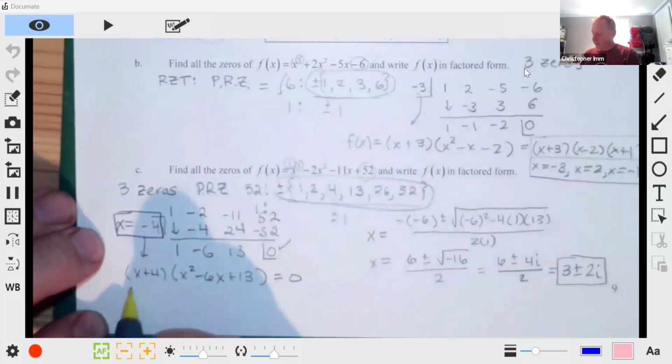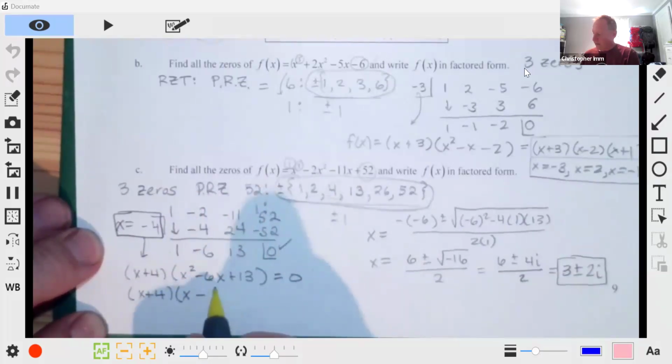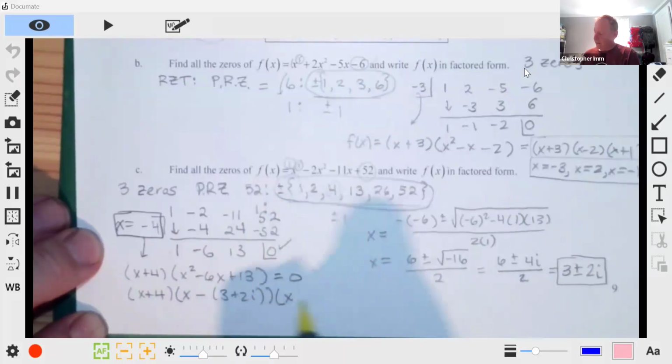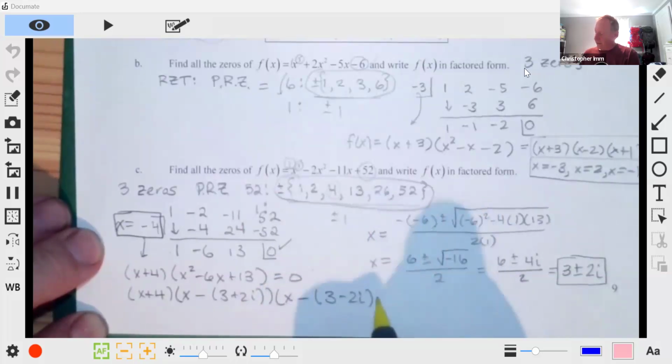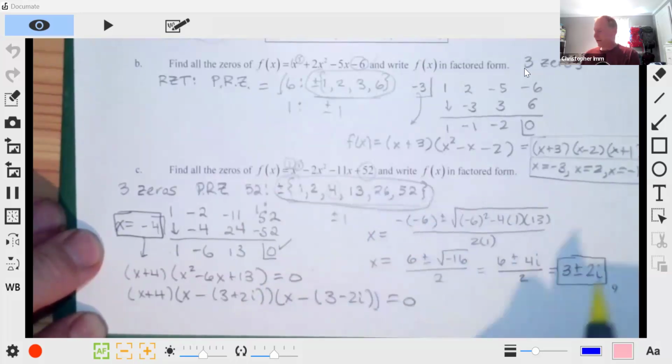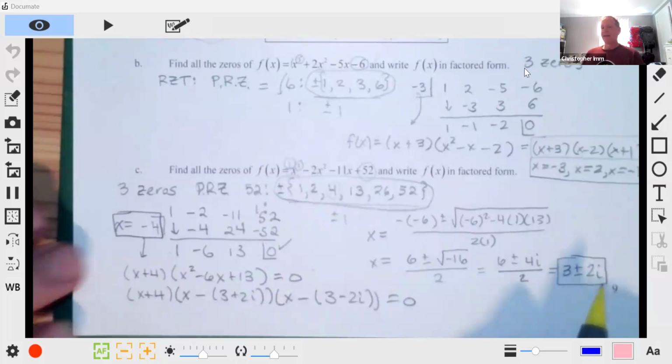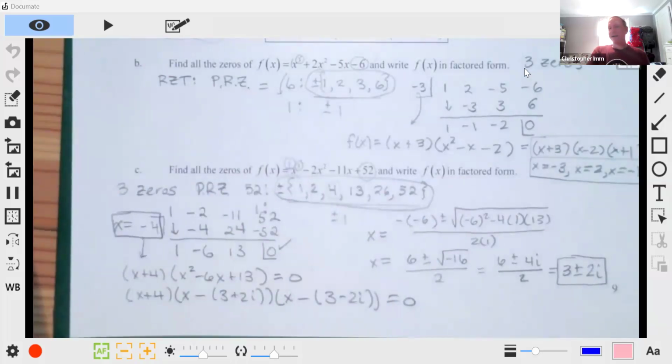So when I totally factor this out, I have x plus 4 times x minus one of those imaginary zeros times x minus the other imaginary zero. Notice here that when we get these zeros, they always come in conjugate pairs. So if we have an imaginary zero, we're always going to have the plus or minus 2i. So if we have 3 plus 2i, we'll also have 3 minus 2i. I'm going to take a little break here and we'll do the backside.